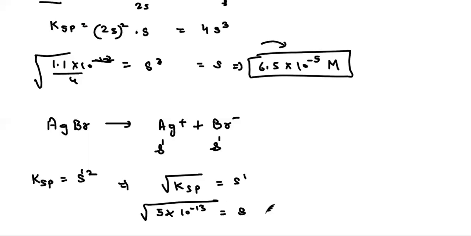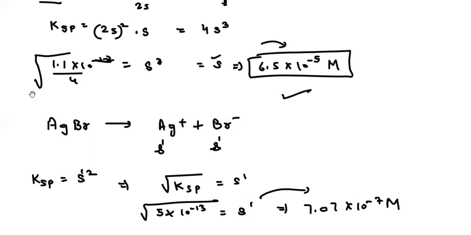Okay, so that would be S dash. So what is the square root of that? You get 7.07 into 10 to the power minus 7, right? So we are getting the solubility of AgBr.